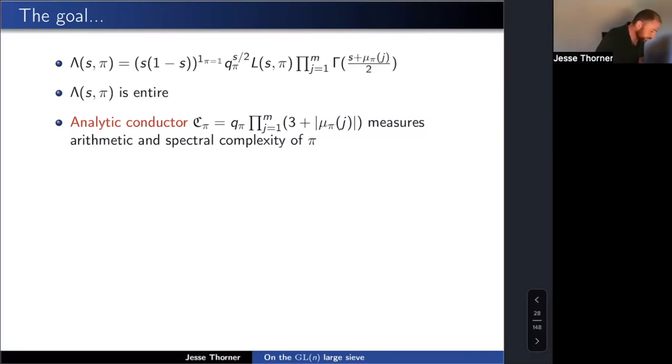And from this completed L function, we can read off the analytic conductor, first defined in the manner defined by Iwaniec and Sarnak, where I take the conductor q_π times a contribution from all of the Langlands parameters that are arising in these gamma functions. And this gives us a measure of the arithmetic and spectral complexity of π. And so when we make estimates for automorphic L functions, we want things to be as uniform in the analytic conductor as we can manage.